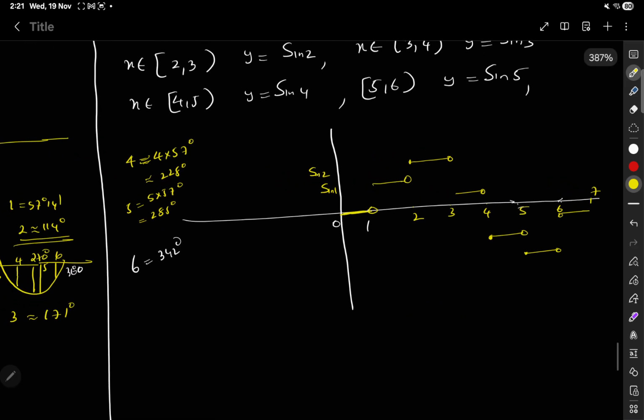Left side, how it will be? Just one part I will tell. Minus 1 to 0. This is sine 4, this is sine 5, and this is sine 6. Minus 1 to 0, it will be minus 1. So sine minus 1. Sine minus 1 means this one. Somewhere here it will come. Sine minus 1. Like that it will go.